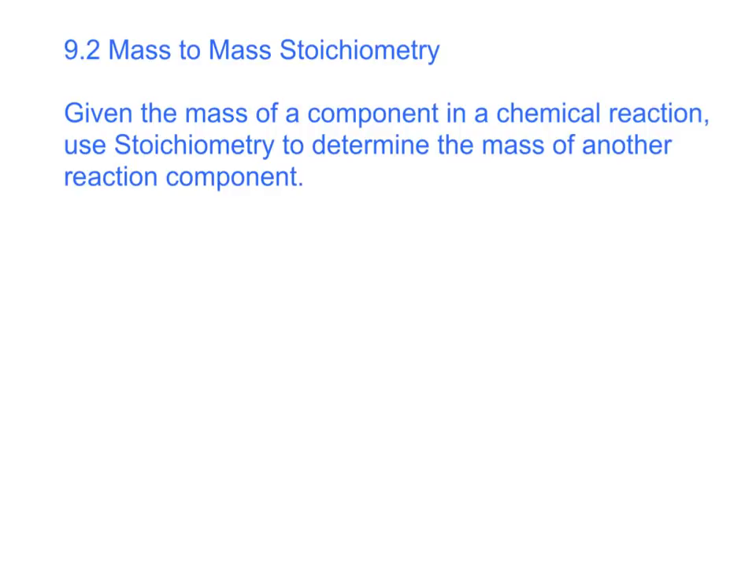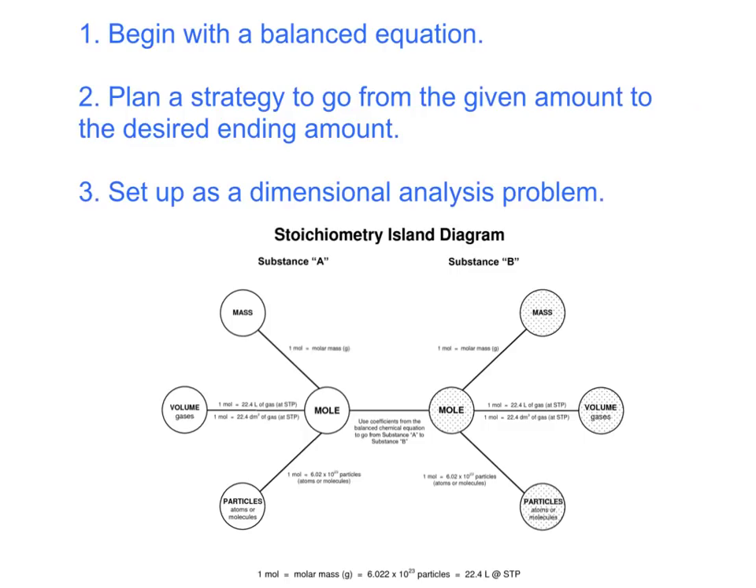Once you know the mass of one thing that's completely used up in the reaction, if it's a reactant, or the mass of product that you collect, you can then use the balanced chemical equation and our knowledge of moles to figure out the mass of any other component. So let's get to it. Actually, we'll start with just reviewing the overall strategy.